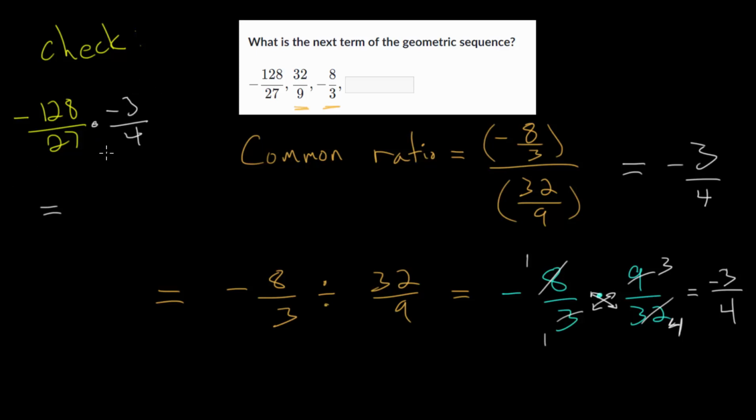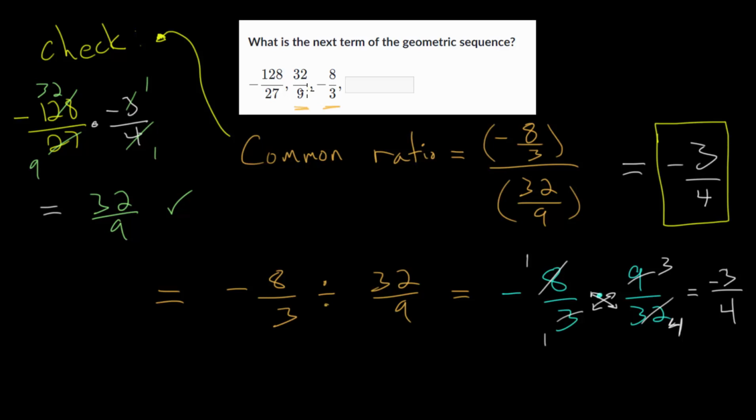Now, again, you can make simplifications. Since notice 3 and 27, those are each divisible by 3, so that becomes 1 and 9. And 4 and 128, those are each divisible by 4. And so we get 1 and -32. Now multiplying across, we have two negatives, they cancel. So we just get 32 up top and 9 down below, which is what we expected. So this shows us that when we checked our common ratio, it was correct. So we can feel confident that -3/4 is in fact our common ratio.